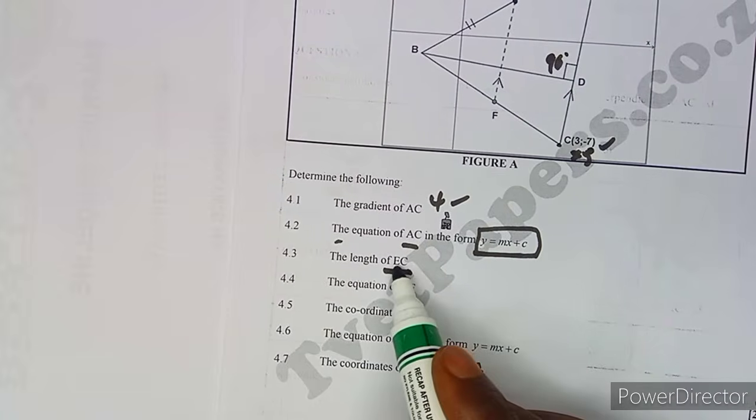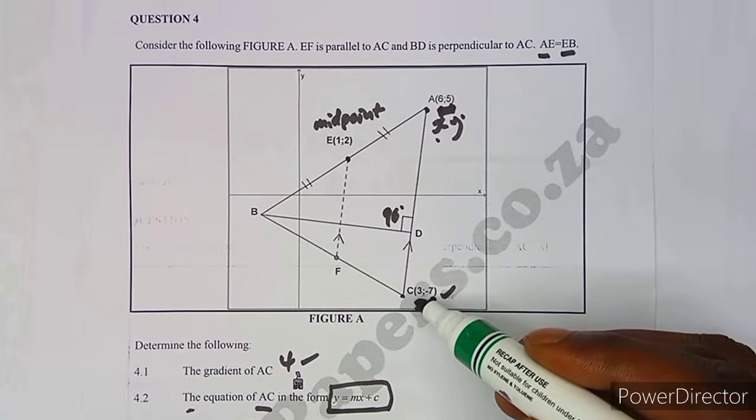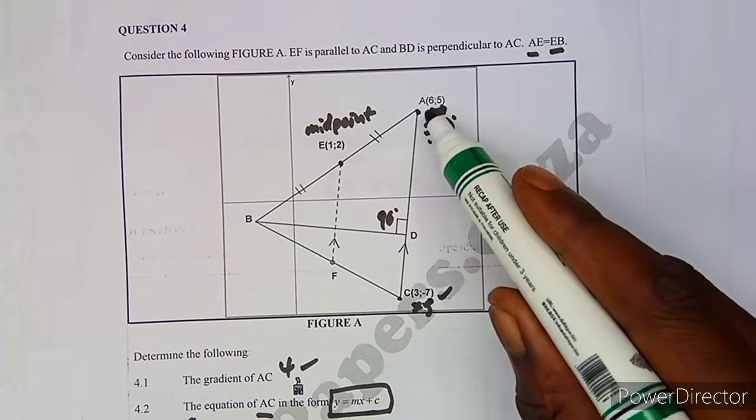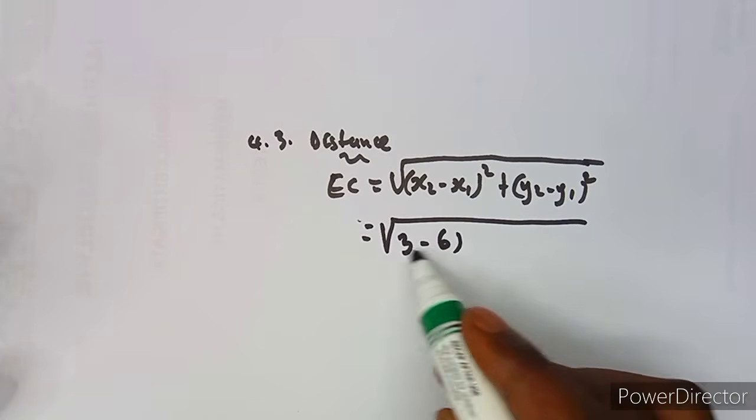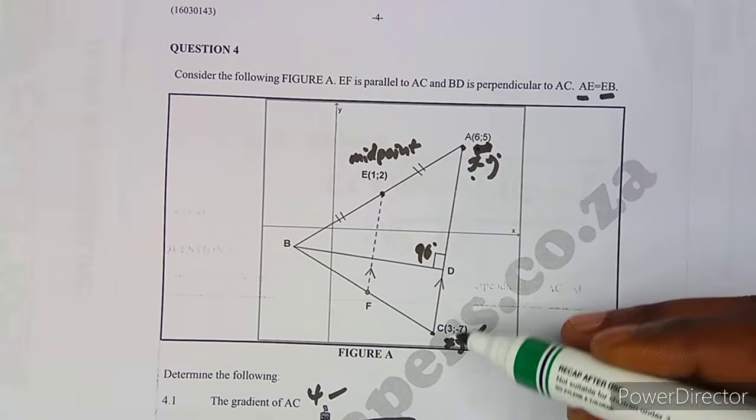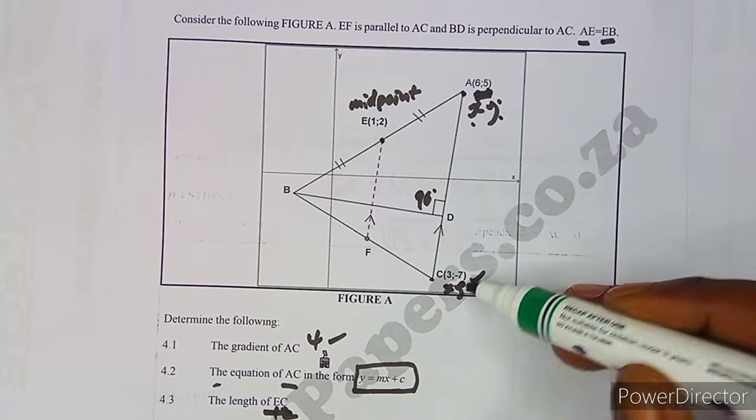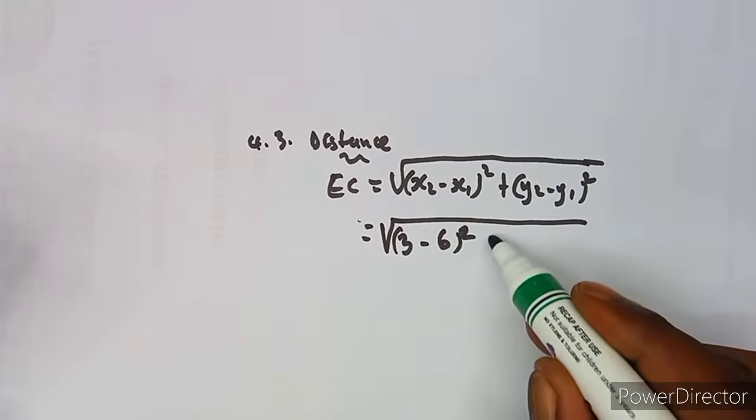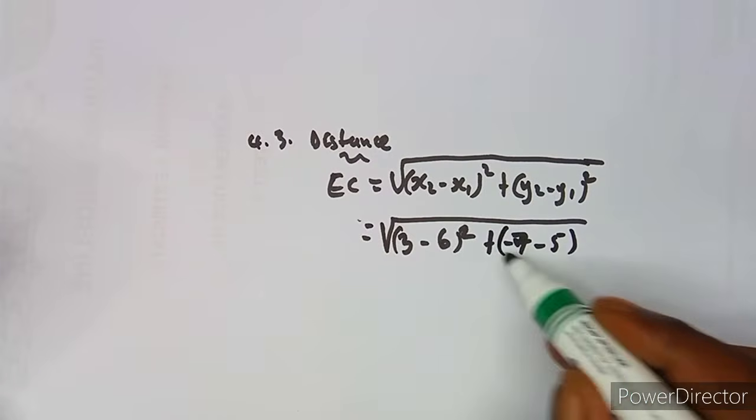So you're actually substituting. This is the length of EC, which means your E is 1, your C is 2. So it's x on C, which is 3, minus x on A, which is 6. So it's 3 minus 6 squared. No matter the way that you take this, even if you write it as 6 minus 3, you're going to obtain the same answer, okay? Then y2 minus y1, this is minus 7 minus 5, so we have plus minus 7 minus 5 squared.